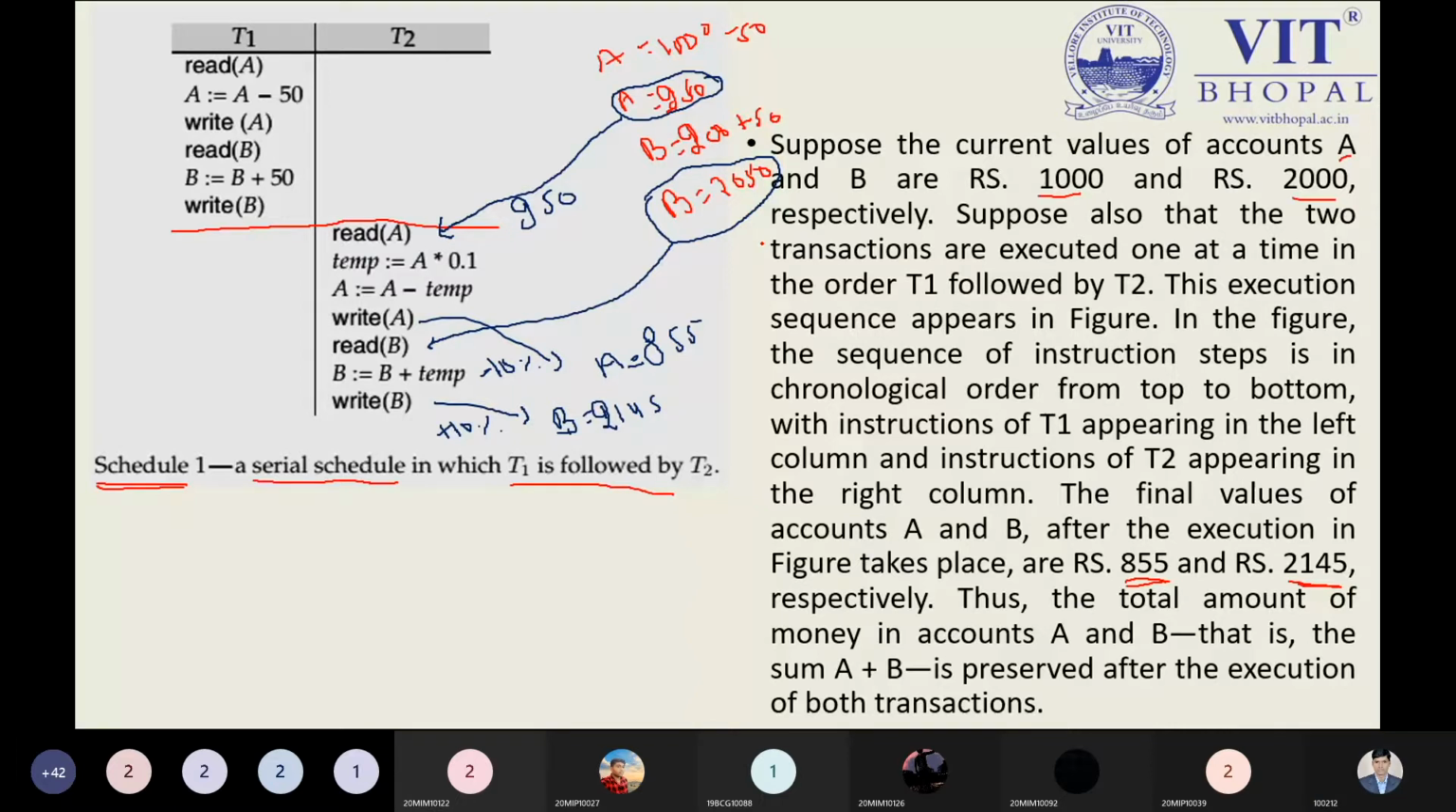So what I'm getting is some amount. Can anyone tell me what 10% is? 95. So temporary will hold 95. Just observe over here. Temporary is a variable which holds 95, which is 10% of A.